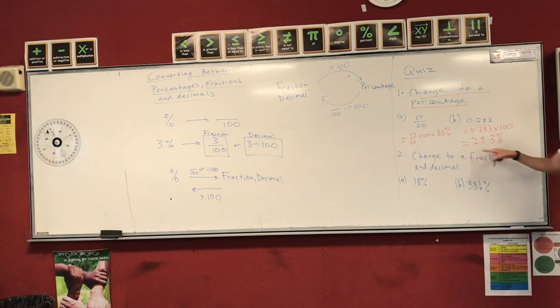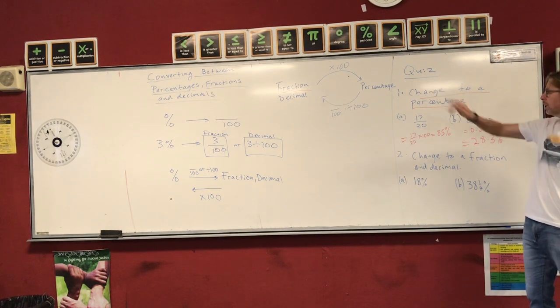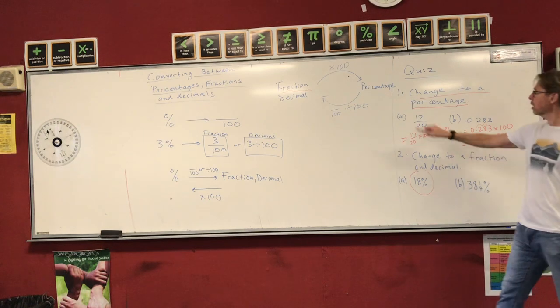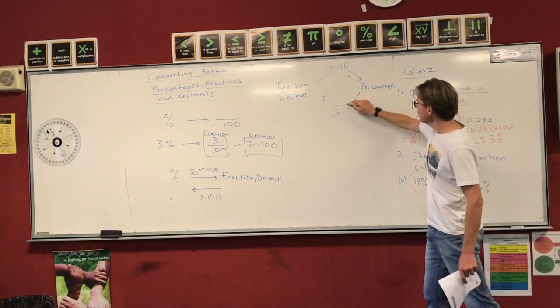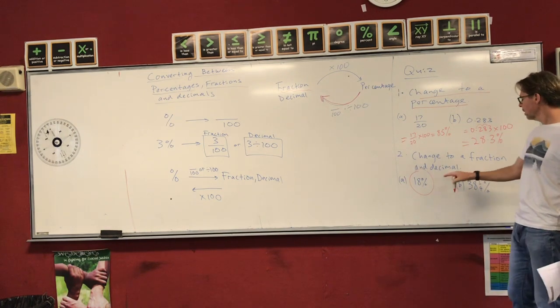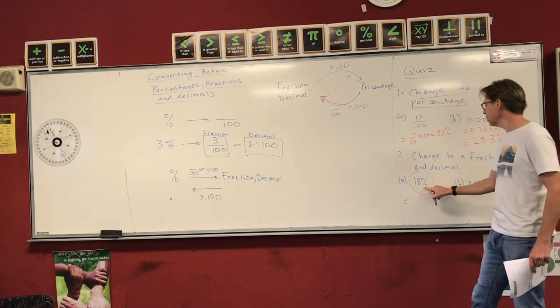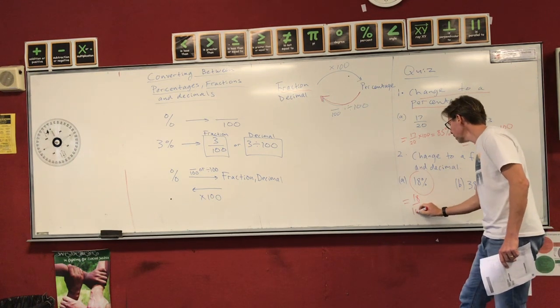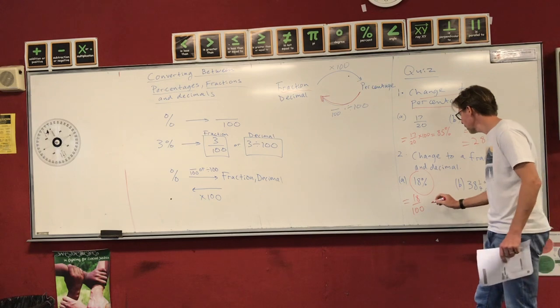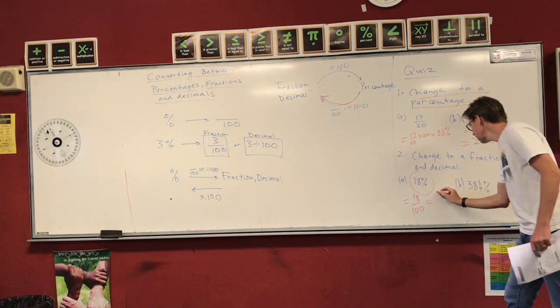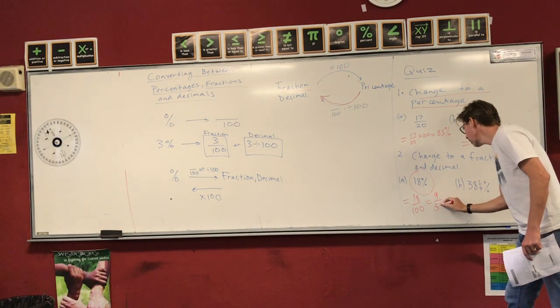Now, question 2 says change to a fraction and decimal. So we go to my picture over here. I'm going from a percentage to a fraction or a decimal. So percentage, that's this way. Follow the arrows there. Now, first, let's do this one. 18% over 100. That's what it says to do from the picture. 18 over 100, which equals, if you put that into your calculator and simplify, what will you get? You'll get 9 over 50.